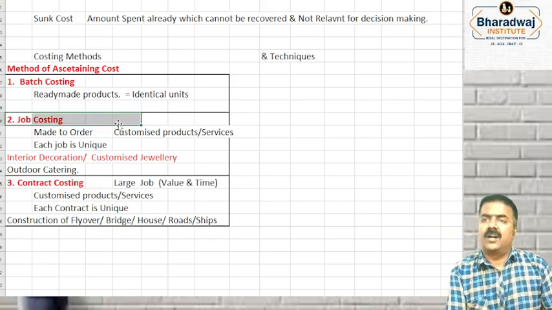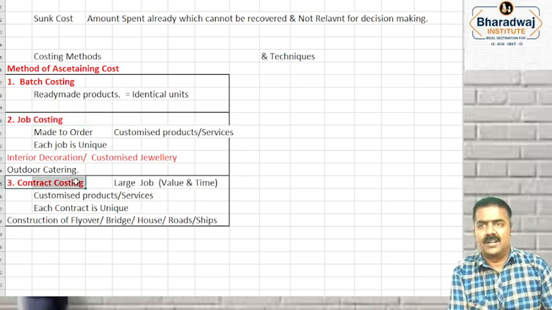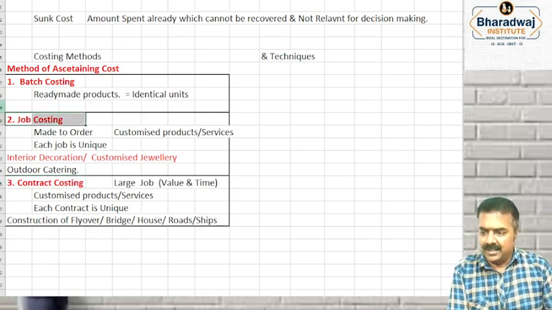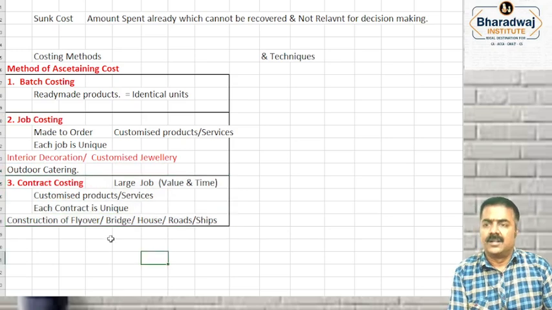Job costing. I ask you to construct a ship. That will come under which one? Contract costing. Okay. Both are vessels in the sea. But if it is for a small period or for a small value, it is job costing. Higher value for a longer period, it's which one? Contract costing. That is the third method.